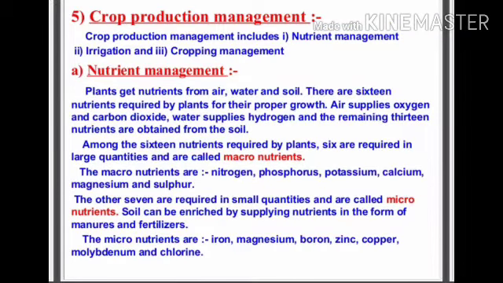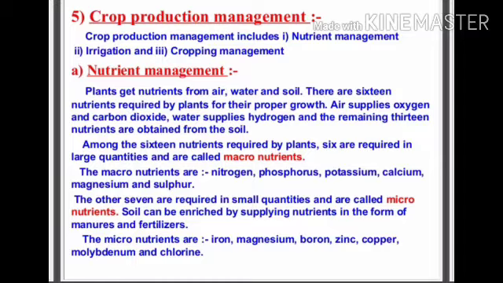After that is crop production management, which includes nutrient management, irrigation, and cropping management. First is nutrient management, as plants also need nutrients, as we know all plants are living organisms. Plants get these nutrients from air, water, and soil. There are at least 16 nutrients required by plants for their proper growth.